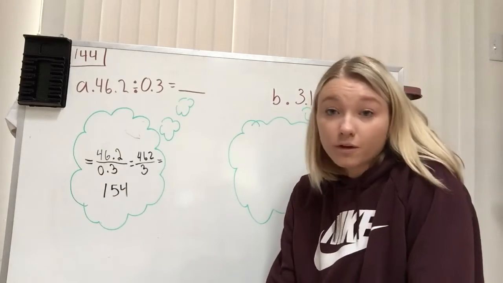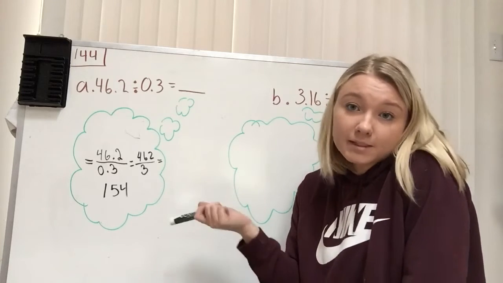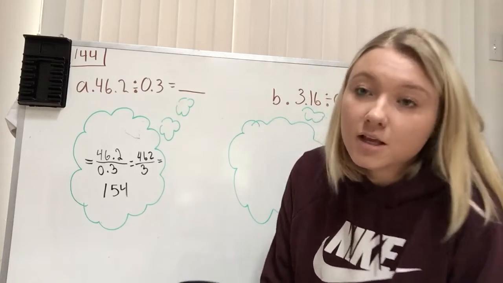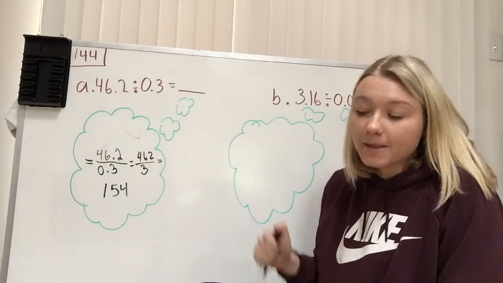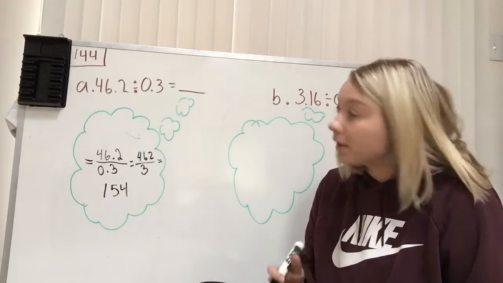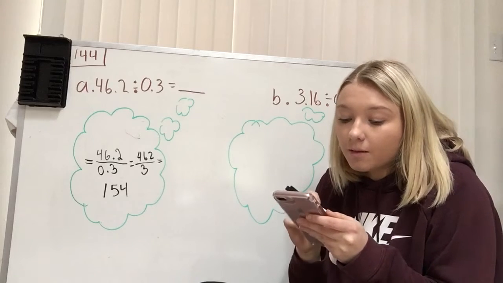We are on page 144. We are still going to be dividing decimals. We're just going to be estimating first, to make life easier for us. So I'm going to do A and B, then C and D in the next video. So page 144, I'm going to read the directions to you. I didn't write them out to save some space.